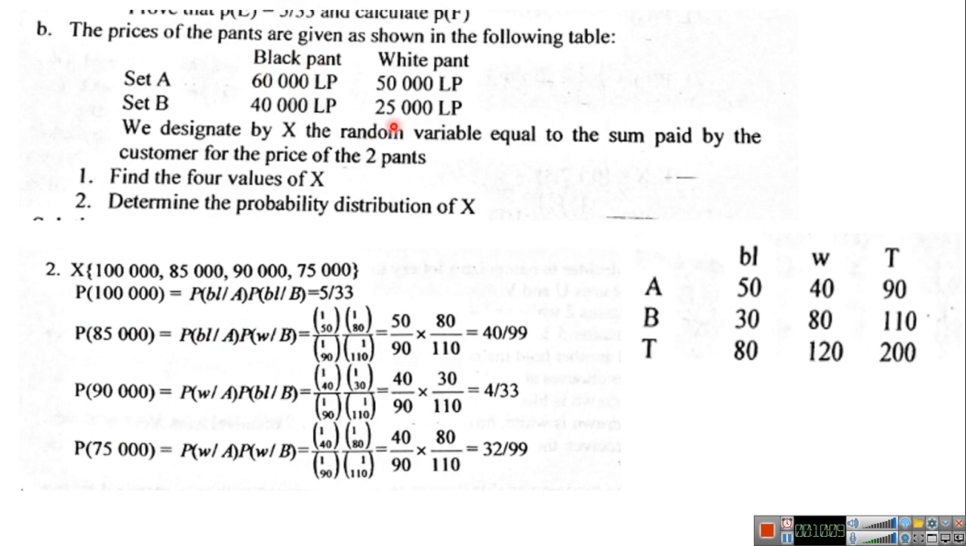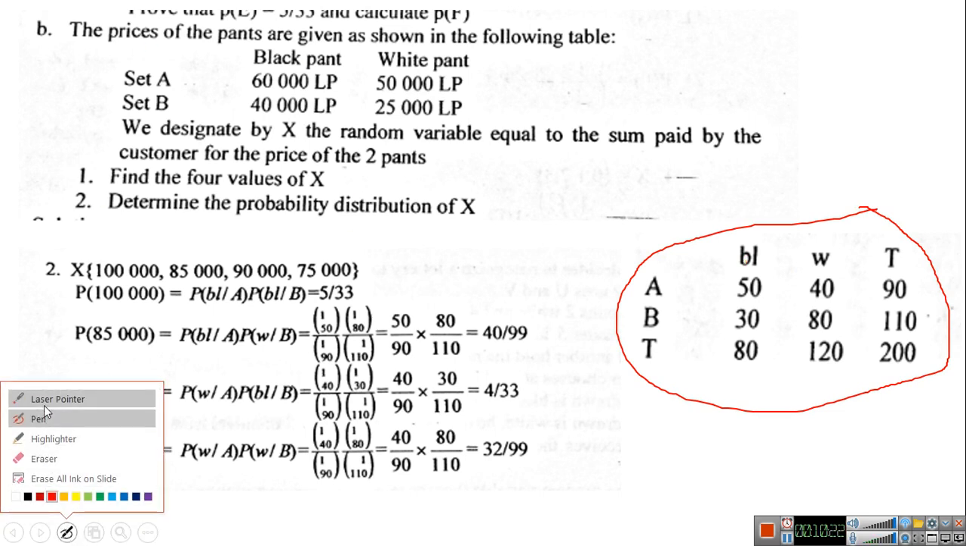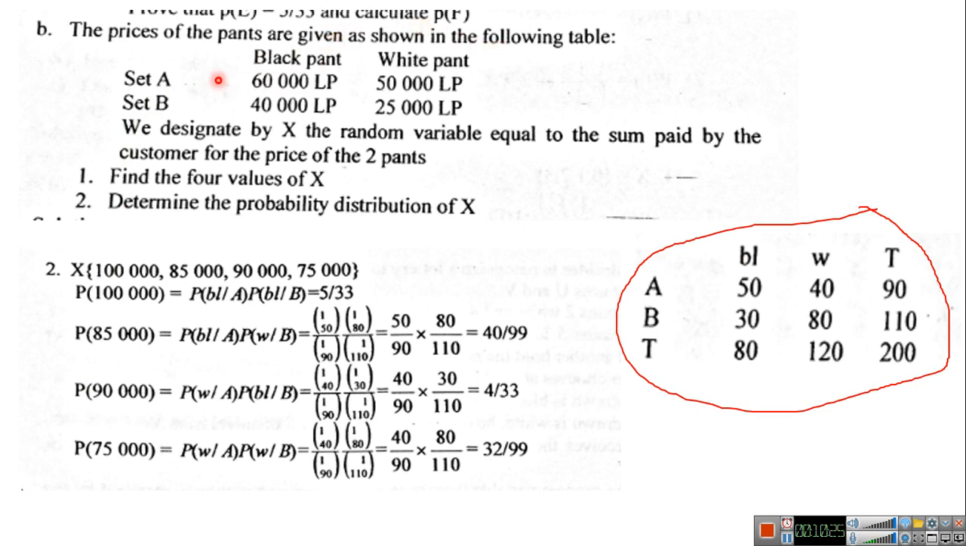Now the prices. This is the table in part A. So I have copied it here. Maybe I'm going to use it, 100%. The prices of pants are given in the following table. You have 4 different prices. We designate by X the random variable equal to the sum paid by the customer for the price of 2 pants. Don't forget you want to buy one from A and one from B. So either you pay 60 plus 40 or 60 plus 25 or 50 plus 40 or 50 plus 25.